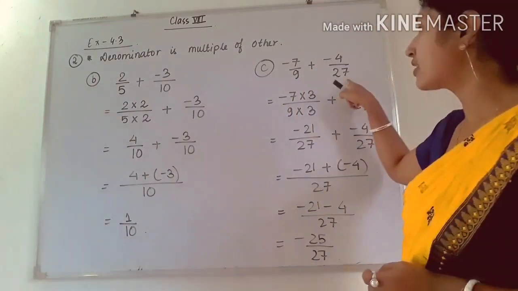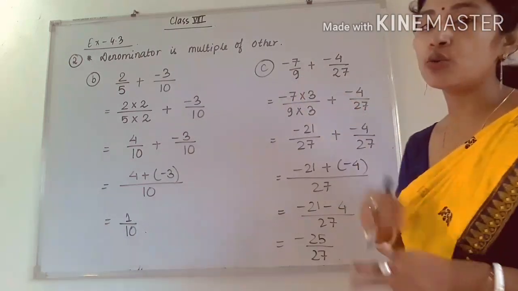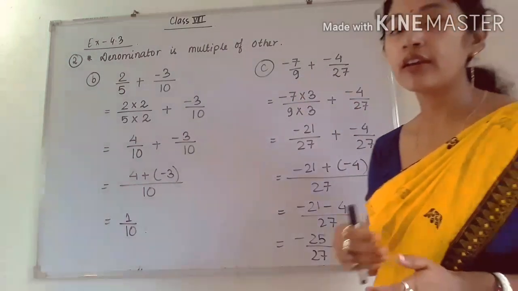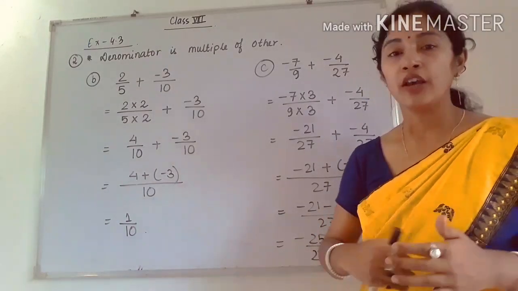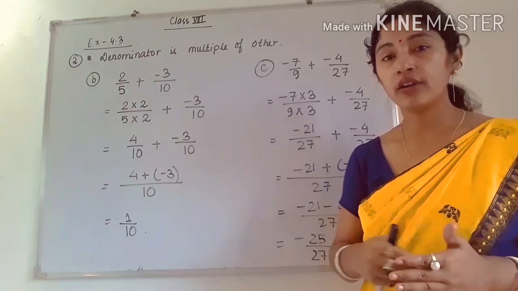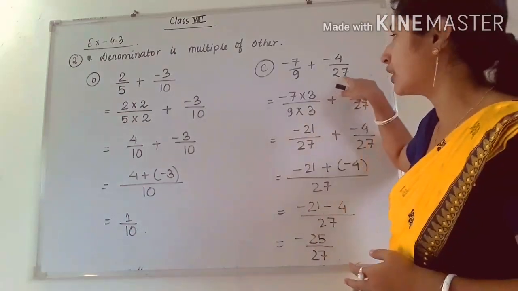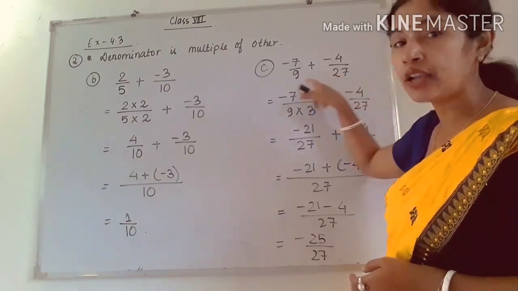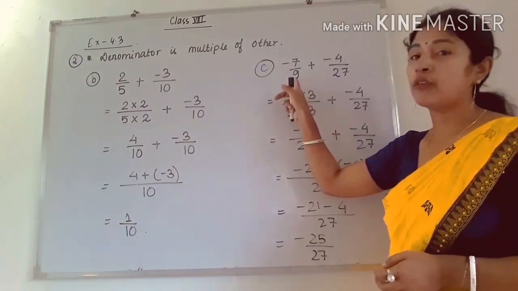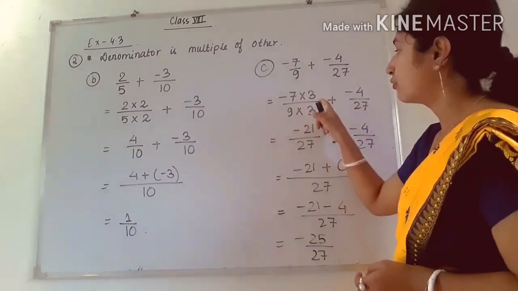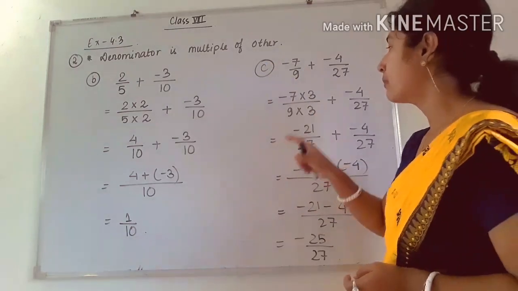Similarly, come to number C. Here you can see 27 is a multiple of 9. So we have to convert 9 to 27. That means we are converting the smaller number, because we have to multiply the smaller number so that it will become bigger. Here 27 is bigger than 9. That's why we have to multiply 9 by 3.